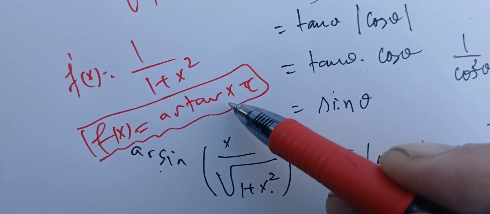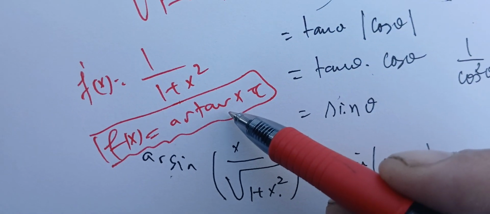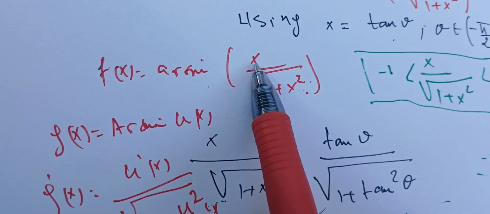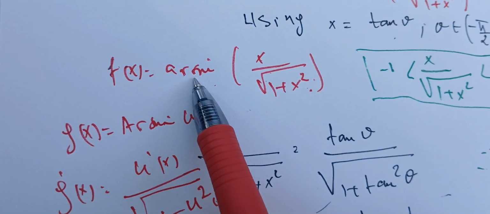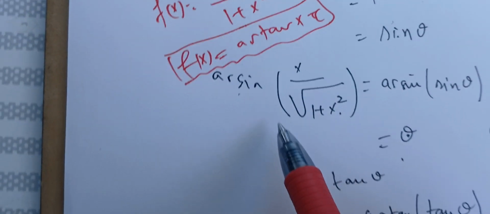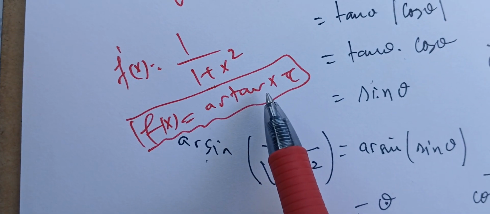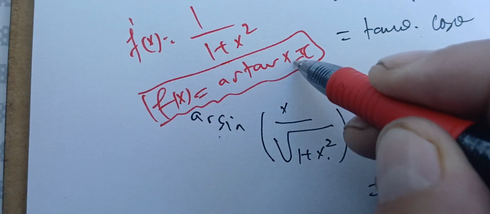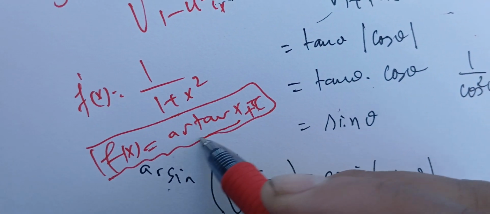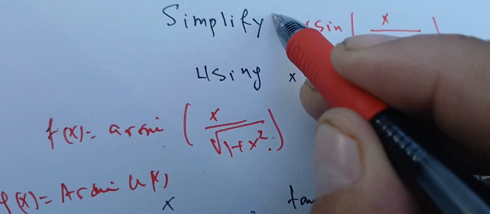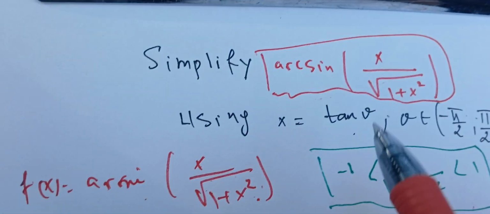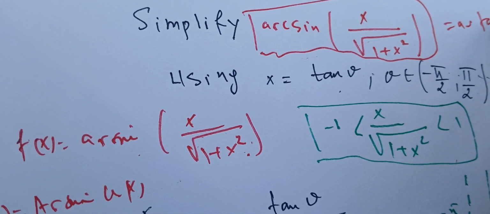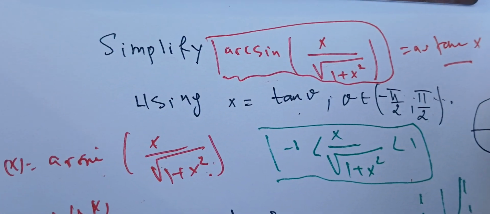If we take x to be 0, arcsine of 0 is 0, and arctangent of 0 is 0, therefore c is 0, and therefore my function f of x is simply the arctangent. So this is another way, using derivatives.